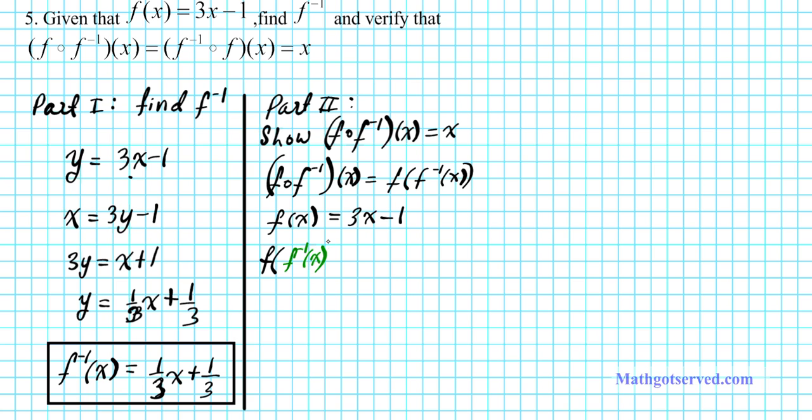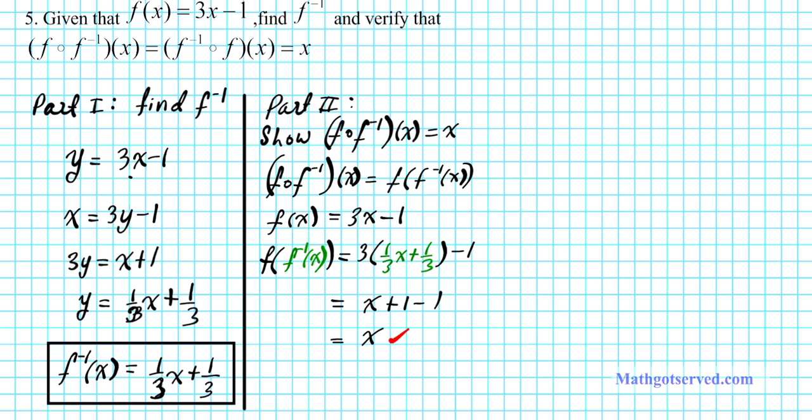And on the right side, we're going to substitute the value of the inverse into our function. So instead of x, we have 3x plus 1 over 3 minus 1. Okay, let's go ahead and simplify. If you distribute this 3 to these two terms, you end up with x plus 1 minus 1, and plus 1 minus 1 is 0. You're left with x, and that's what we want.